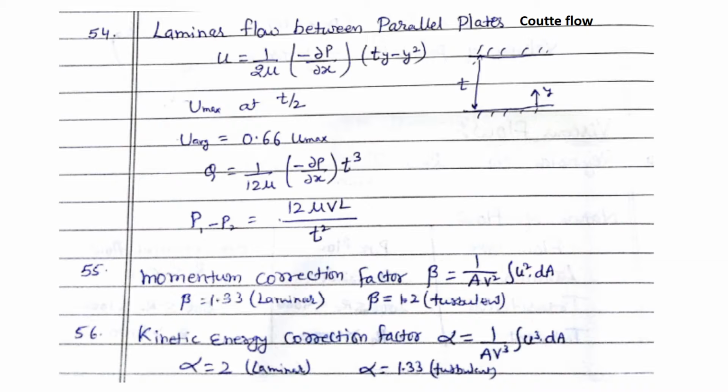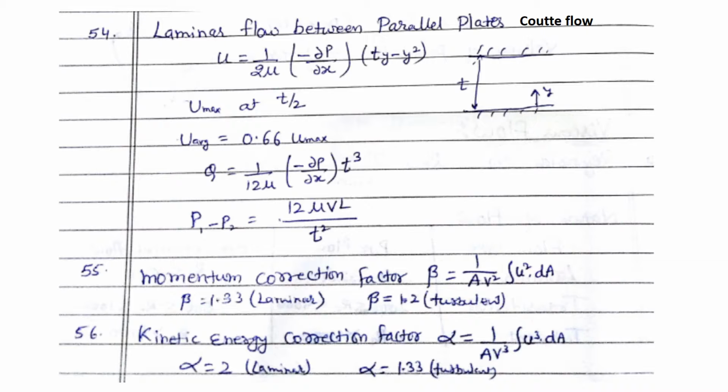Similarly, the maximum velocity will occur at half of the distance, that is t by 2, which means the center position. In this, the average velocity is 0.6 times the maximum velocity, and the discharge is given as 1 by 12 mu multiplied by minus del p by del x into t cube. In this case, the pressure drop for a given length L will be 12 mu VL divided by t square.